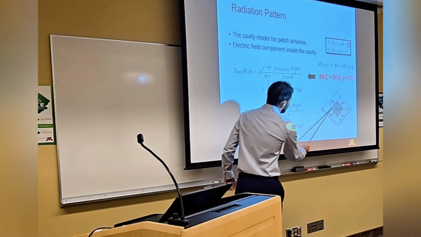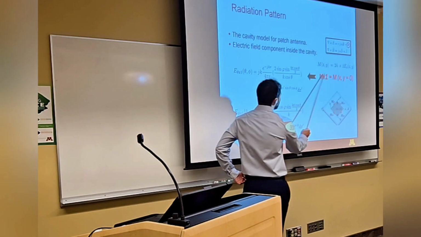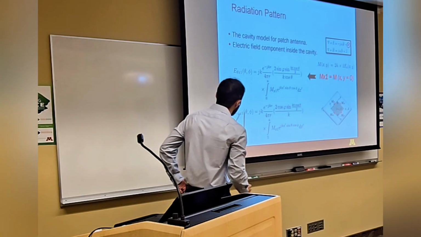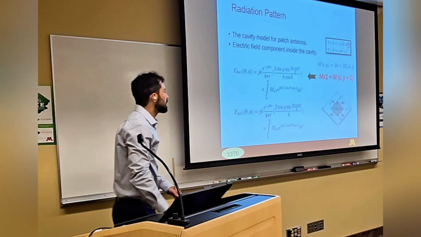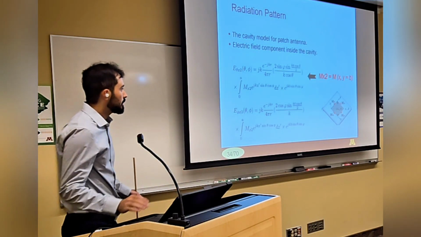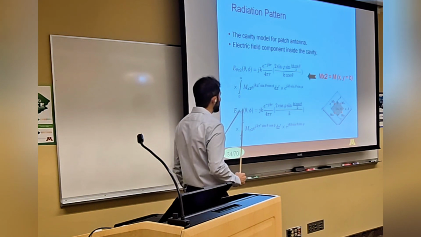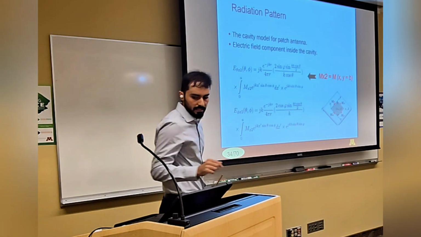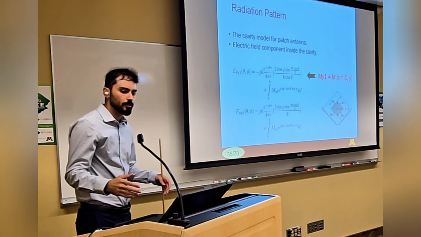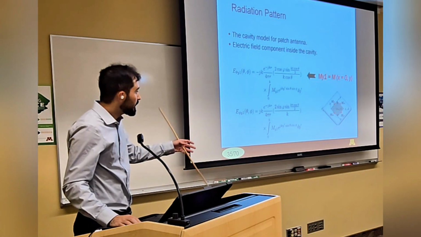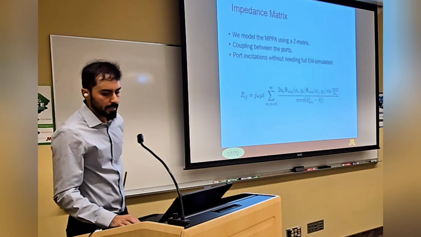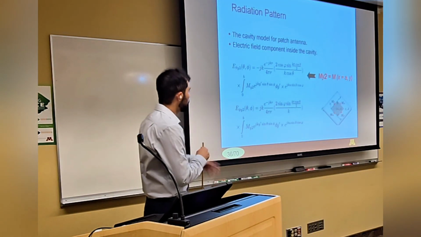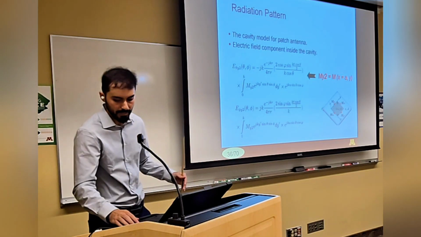For example, for the first slot alongside the x-axis, the magnetic dipole can be calculated like this, and then based on this magnetic dipole, we can calculate the far field components. Similarly, we can calculate the E-field component, far field radiation, from the second slot. And we follow the same process for slots alongside the y-axis, the first one and second one. And then now we have all the radiation pattern components, and by combining them we can calculate the radiation pattern.